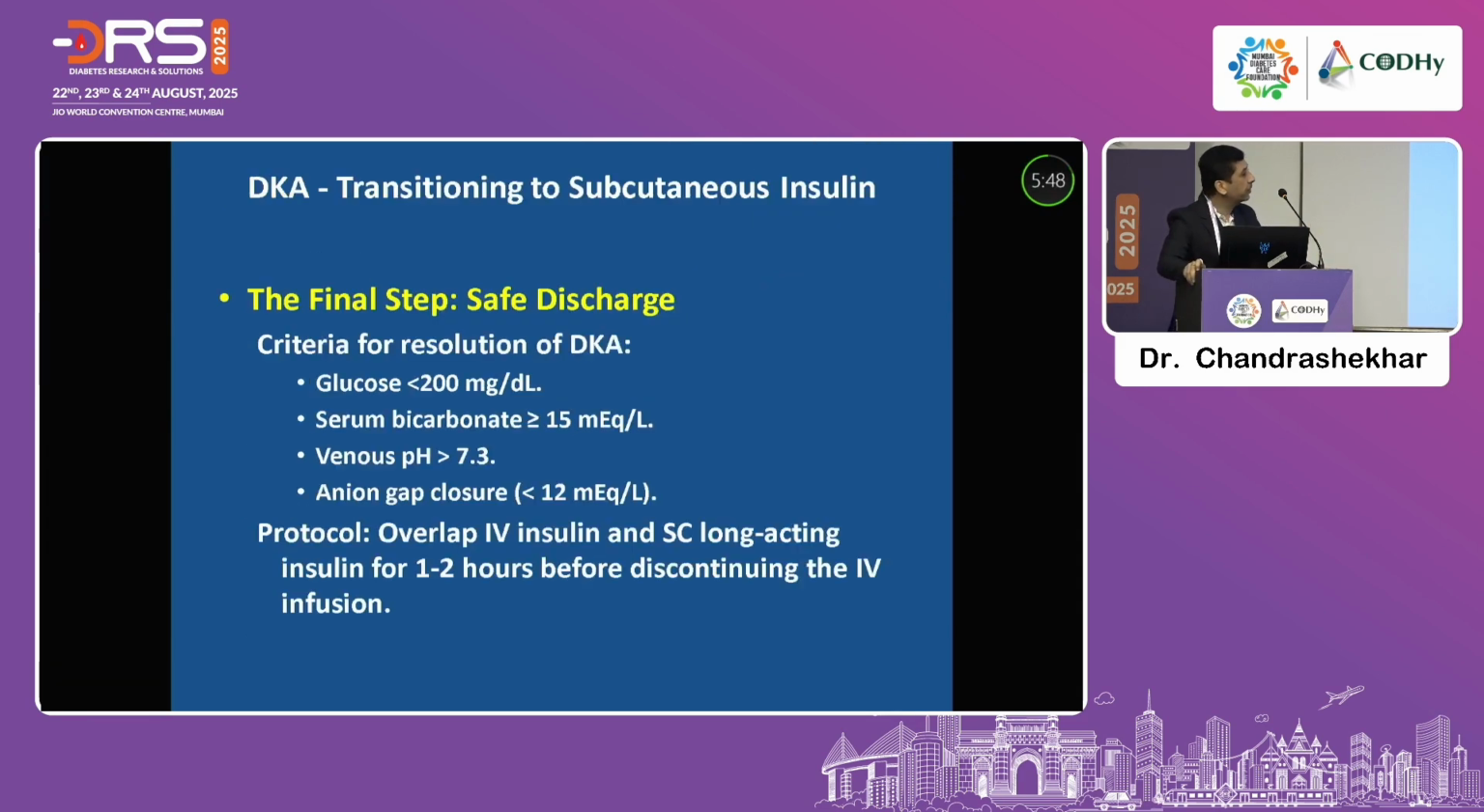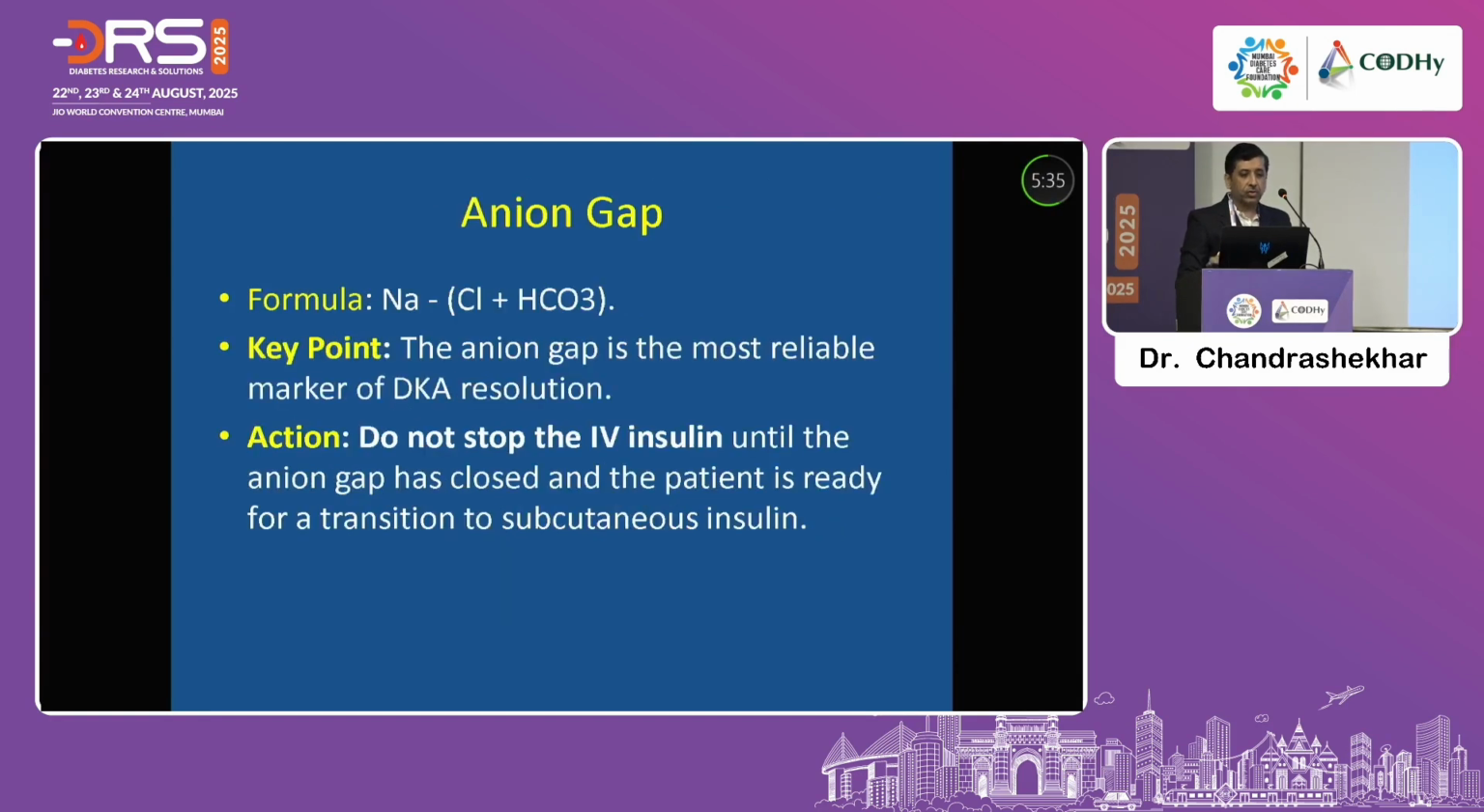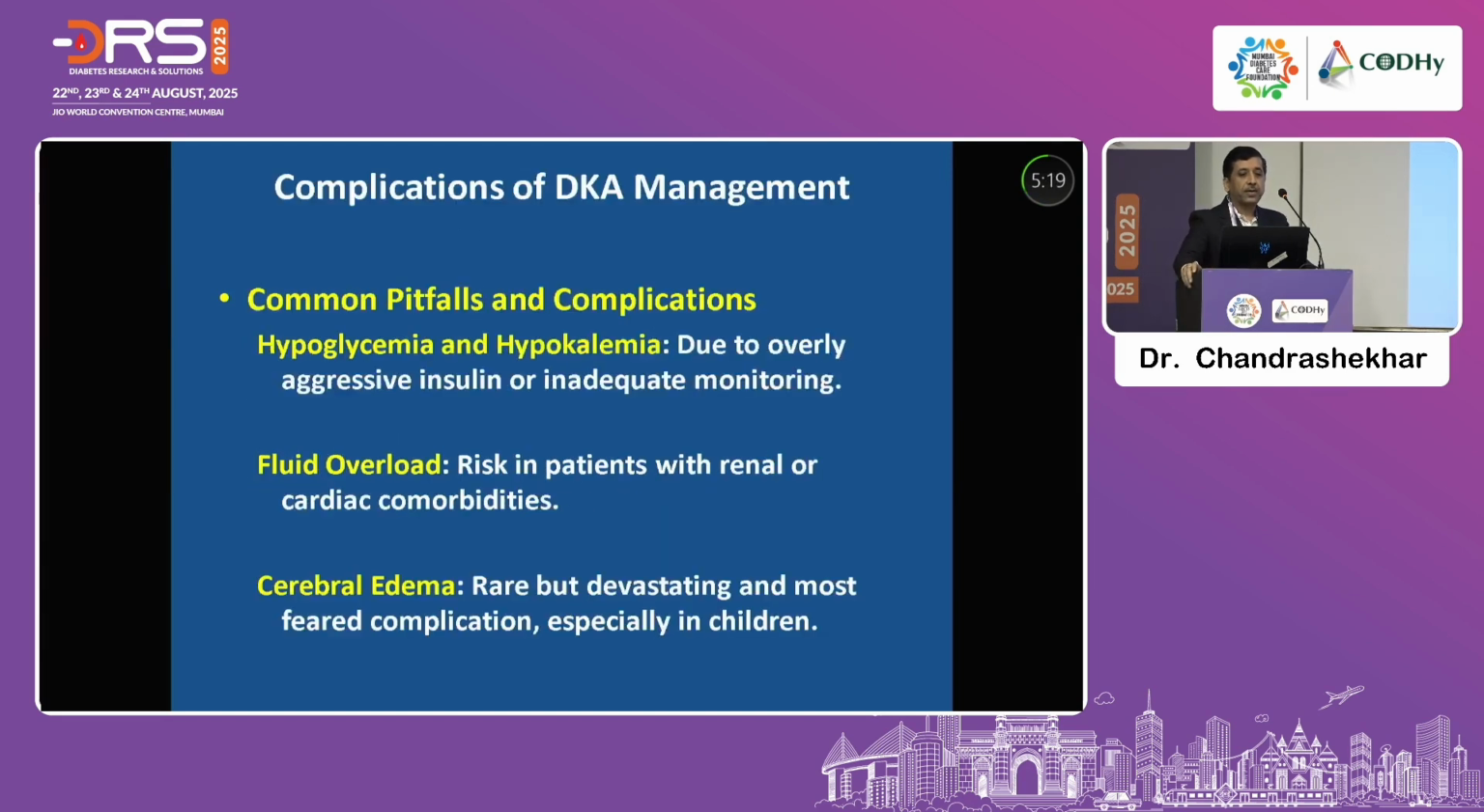The final step for safe discharge is when glucose is less than 200, bicarb is more than 15, venous pH is more than 7.3, and anion gap is less than 12. So these are the patients who can be switched over to subcutaneous insulin. And the point to be noted is that the anion gap is the most reliable marker of DKA resolution. So do not stop IV insulin until the anion gap is closed and the patient is ready for transition to subcutaneous insulin. And what are the common complications of DKA management, the pitfalls?